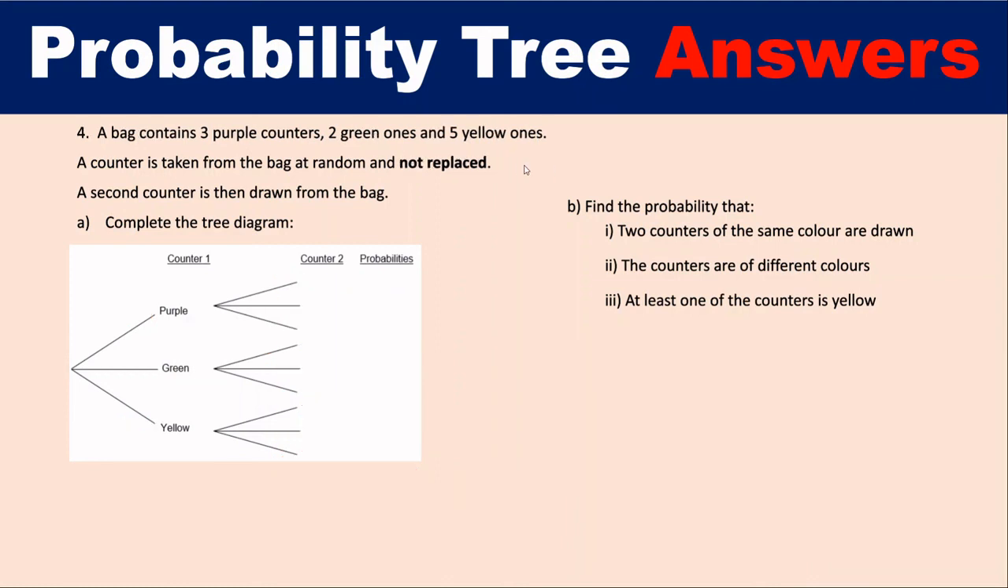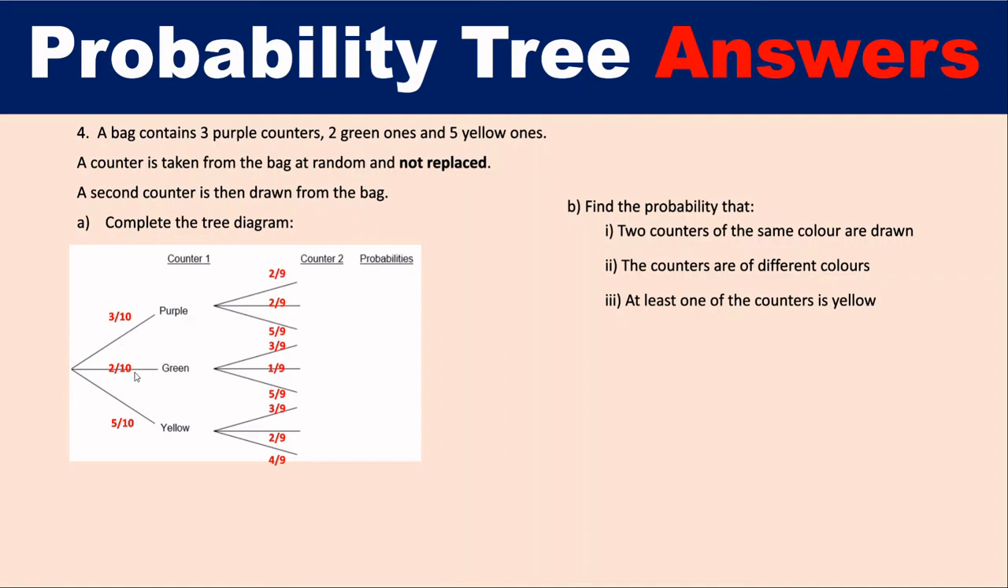For question 4, if the counters are not replaced, the probability is changing after we've taken a counter out. So the first time through, there are 3 purple counters out of 10 counters altogether, 2 green counters out of 10 and 5 yellow counters out of 10. But if I take out a purple counter, there won't be 3 purple counters anymore. There's 2 purple counters out of not 10 counters, but 9 counters now. There will still be 2 greens, but out of 9, and there will still be 5 yellows, but out of 9. And again, look at the set of branches. They still add up to be 9 out of 9.